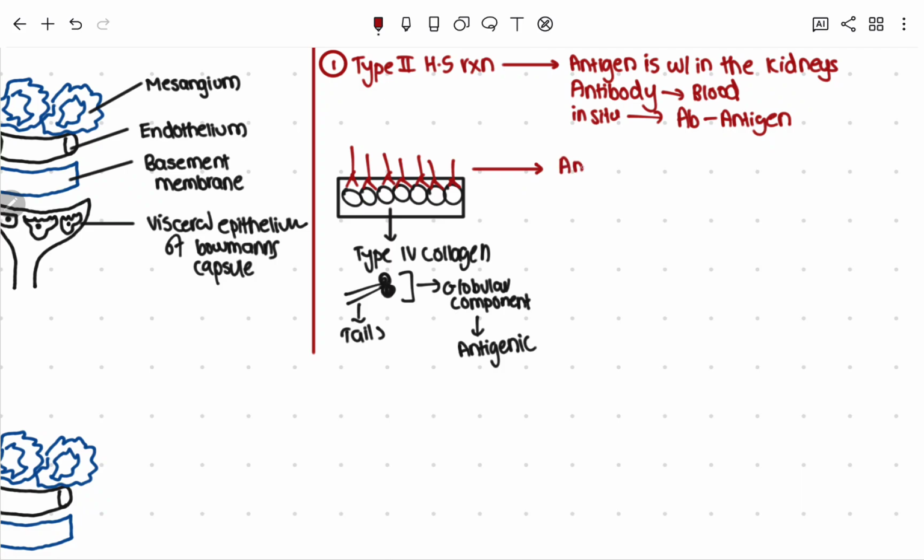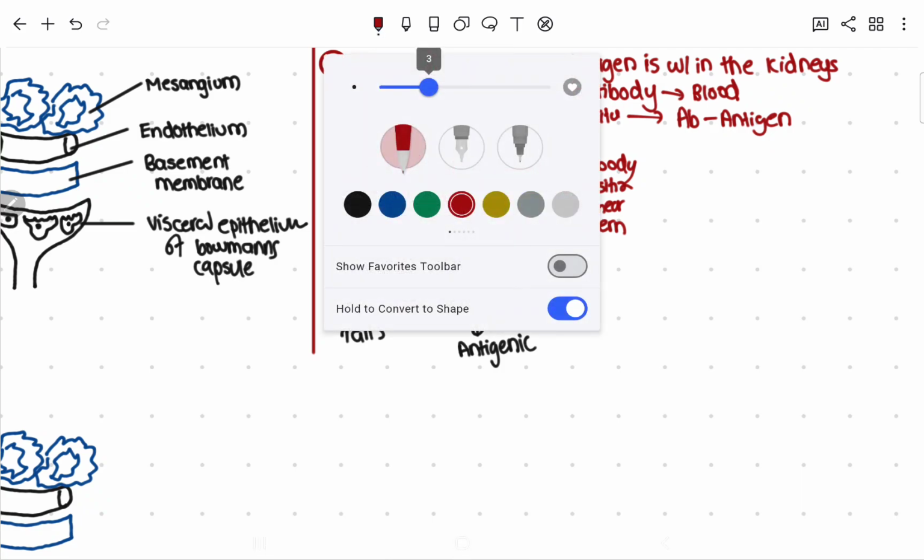What's important in this case is that the antibody deposition is linear. So when you look under the immunofluorescence, you will see that these antibodies are deposited in a linear pattern against antigens that are found in the glomerular basement membrane to be precise.